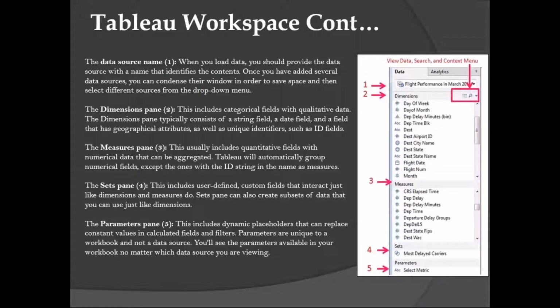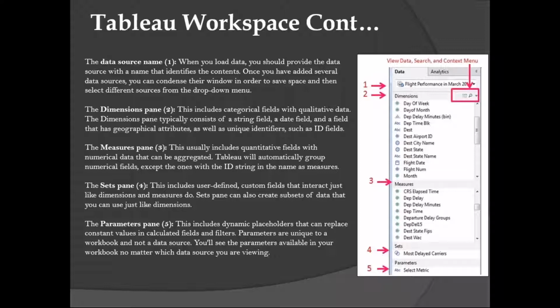So here, this is a very important thing. When you connect to any data source, Tableau will automatically differentiate dimensions and measures. The first one that comes is the source name. So whatever name you have given, that comes here. The second is dimensions. Third is measures. Fourth one is sets. Sets and parameters will not come automatically. You will be creating sets and parameters after connecting to any data source.